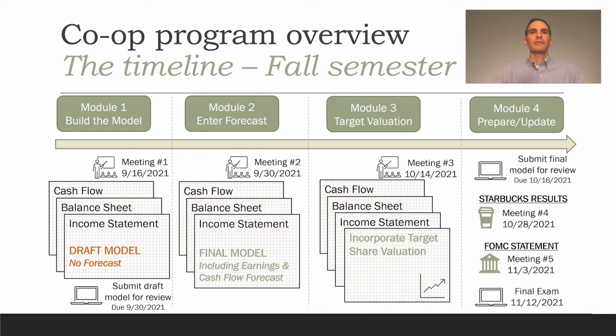Then the other piece of the valuation is a market multiple valuation. So we're going to apply a multiple to Starbucks, and then we'll use a 50-50 weighting of those DCF and market multiples for your overall target valuation.